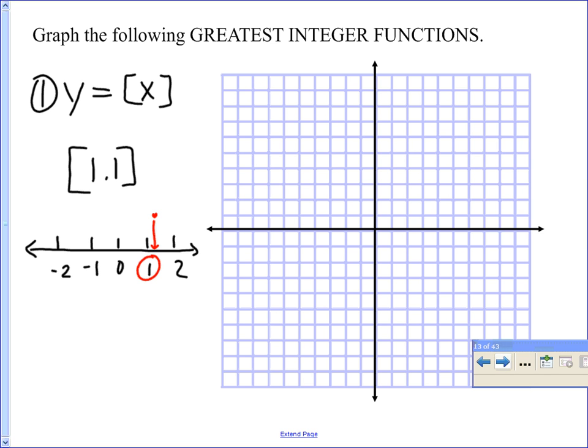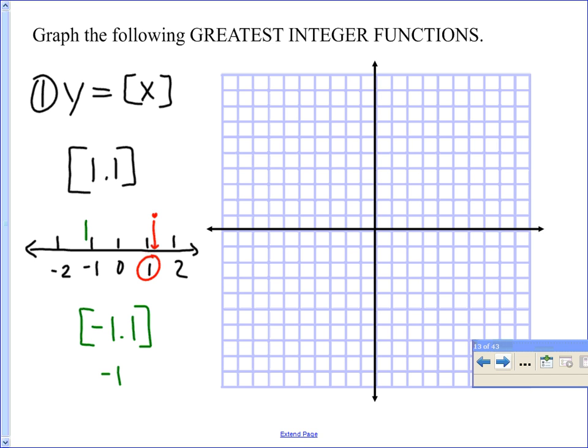Now, when you do this with negative values, it's a little bit confusing. A lot of you might say, okay, well that's -1. Well, the answer to that is actually not -1. Let's look at it on a number line and you will understand.